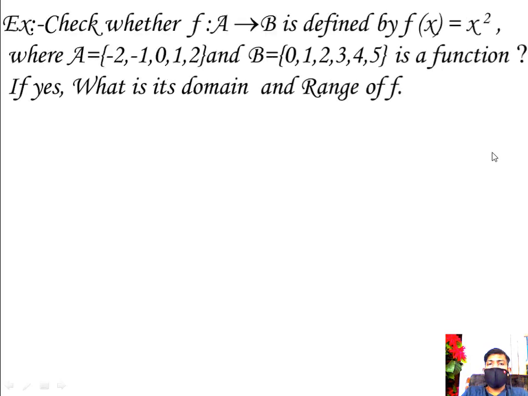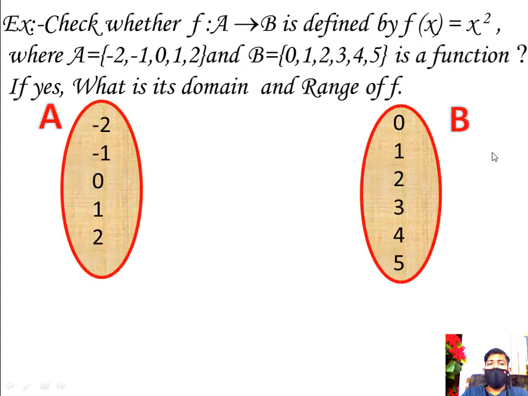Let us go through one exercise. Check whether the function f from A to B defined by f of x equal to x square, where A equals the set minus 2, minus 1, 0, 1, 2 and set B equals 0, 1, 2, 3, 4, 5, is a function. If yes, what are its domain and range of f? So first of all, we can draw two Venn diagrams of the sets A and B.